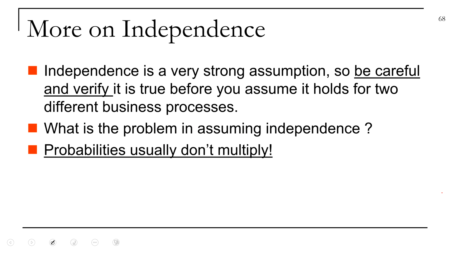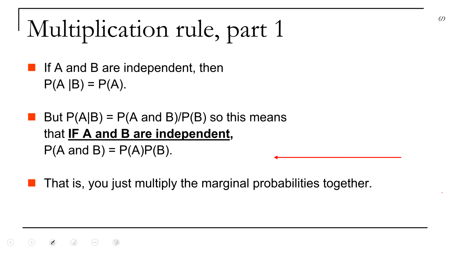Now, independence is a very strong assumption. And that's because if things are independent, probabilities multiply, as we'll show in a minute. But probabilities usually don't multiply because things in general are not independent. The thing is that you get a really nice result. If A and B are independent, A given B equals probability of A. And so if you work through this, you get this result that says if they're independent and you want the joint probability, you multiply the marginals together. This is only true, though, if they're independent.